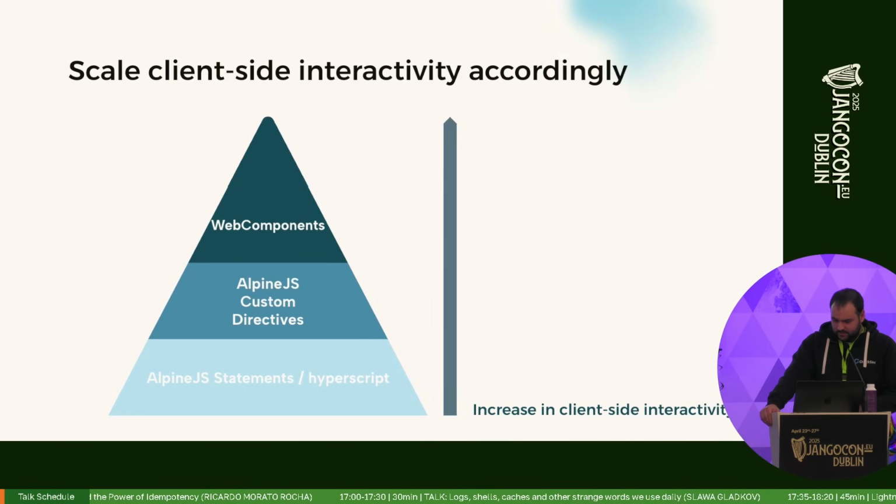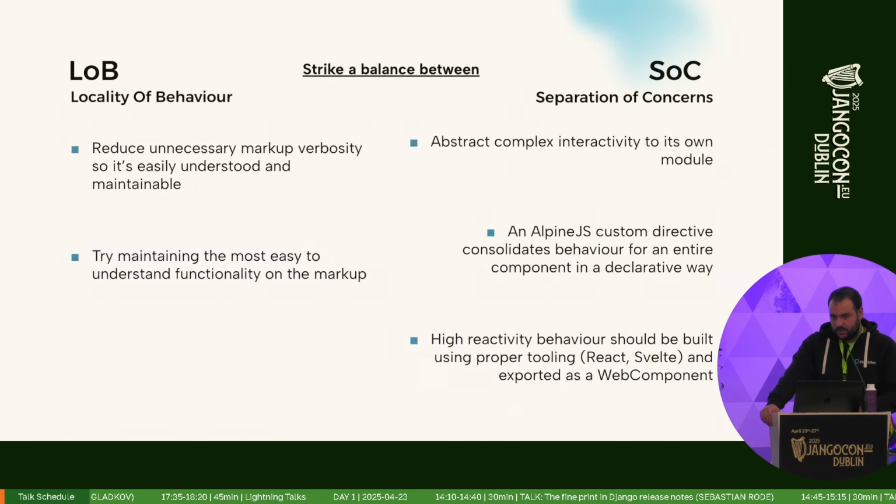Once again, scale your interactivity. So low interactivity, Alpine statements; medium interactivity, custom directives; and finally, high interactivity, scale it to web components. This is a bit of a correlation with the balance between two points, the locality of behavior and separation of concerns. HTMX tries to favor a lot of locality of behavior, but a lot of the time in complex projects, it cannot be the best option. It needs to be a balance between those.